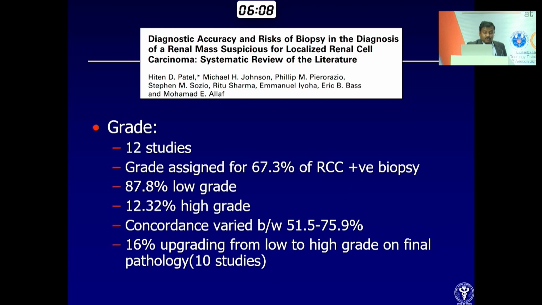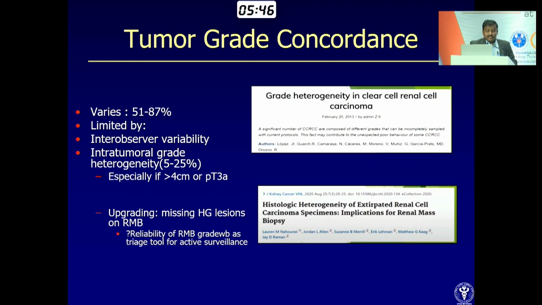There are 12 studies in this meta-analysis, in this systematic review, which actually have reported on the grading. The grades were assigned in 67% of the cases. 87% of those grades are low grade and 12% are high grade. The concordance rate varies between 50 to 75%. However, 16% of these patients were ultimately graded to high grade on the final pathologies. So the concordance rate in grading varies between 50 to 75%.